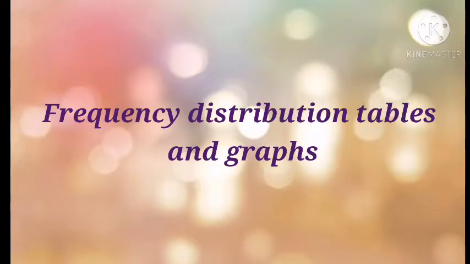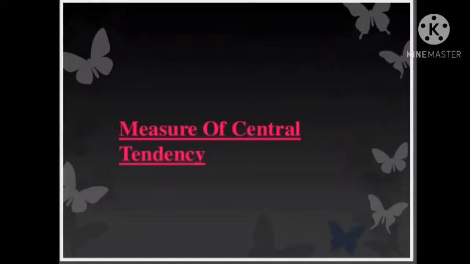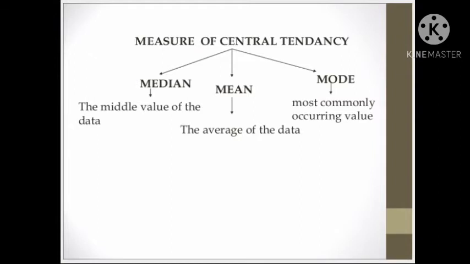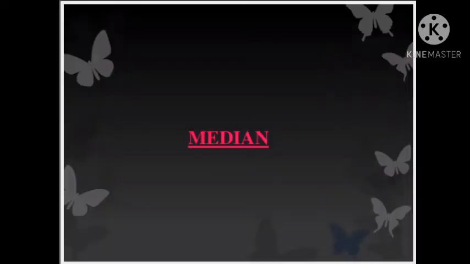In this video, we are going to discuss measures of central tendency and their examples related to chapter 7, frequency distribution tables and graphs. In measures of central tendency, already we learnt mean and the other two parts are median and mode. Now we are going to discuss median and mode in this video.